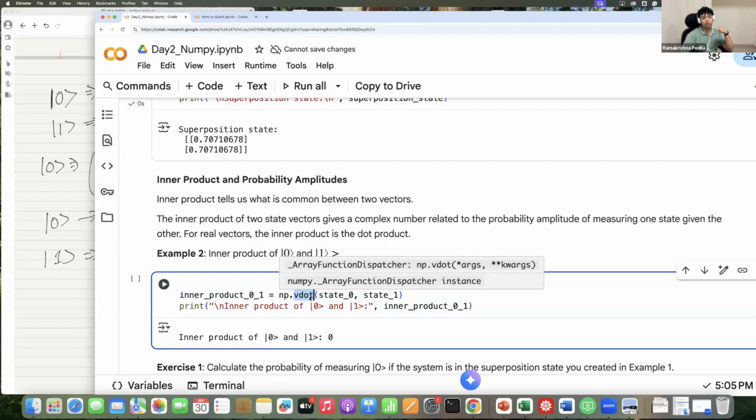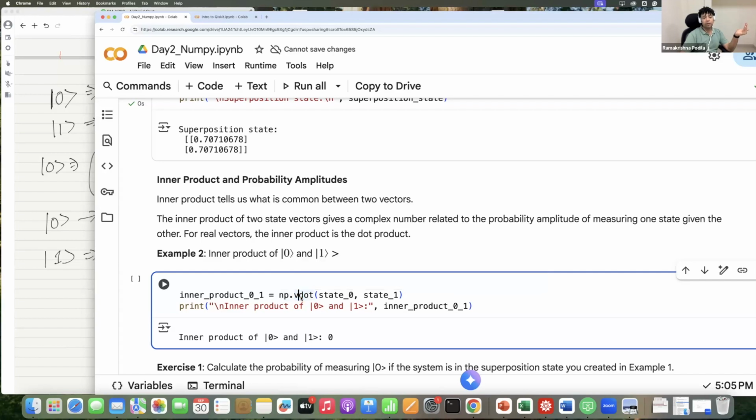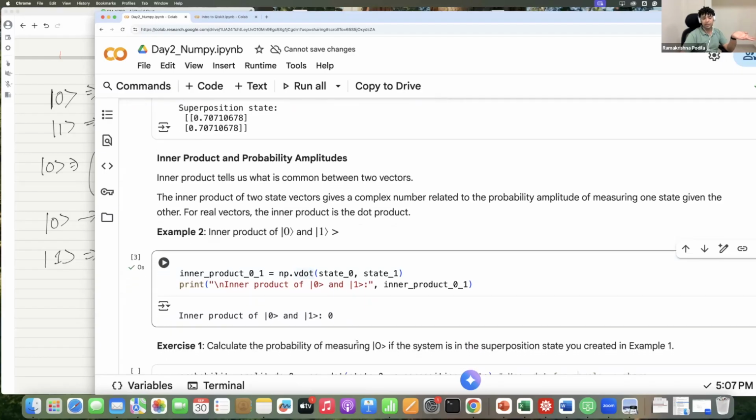In this case, both numbers are real numbers. 1 over square root 2 is a real number. So it doesn't matter whether you use dot or vdot. But in general, you can have complex numbers, because these coefficients can be complex, right? You want to take the complex conjugate also, not just a transpose. So if you do vdot, it accounts for the complex conjugate as well, rather than np dot, right? So this evaluates the dot product, and as you see, the inner product of this is 0, right?